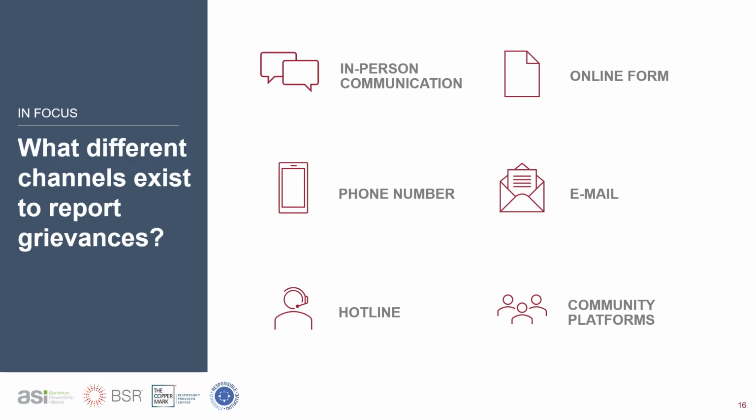A phone number or hotline, including a whistleblowing or ethics platform. An online form, which is available on the company internal and external website. An email, or community tech platforms, including Facebook, WeChat, or WhatsApp. It is important to note that the channels used may differ depending on whether complaints are raised at the corporate or field level.